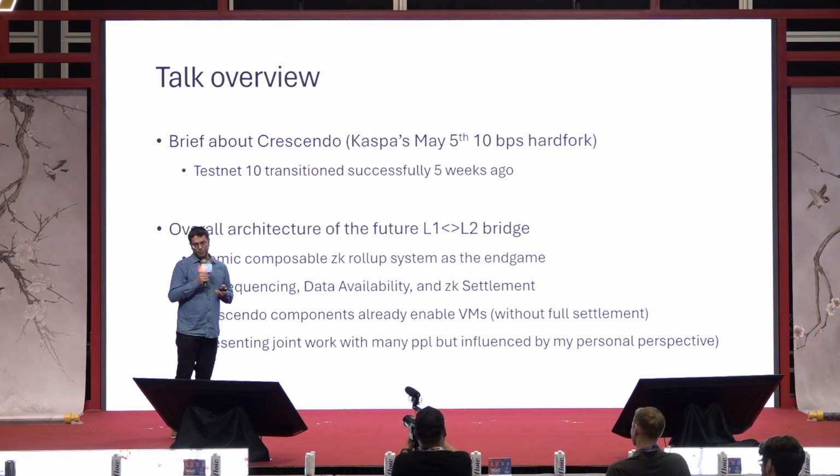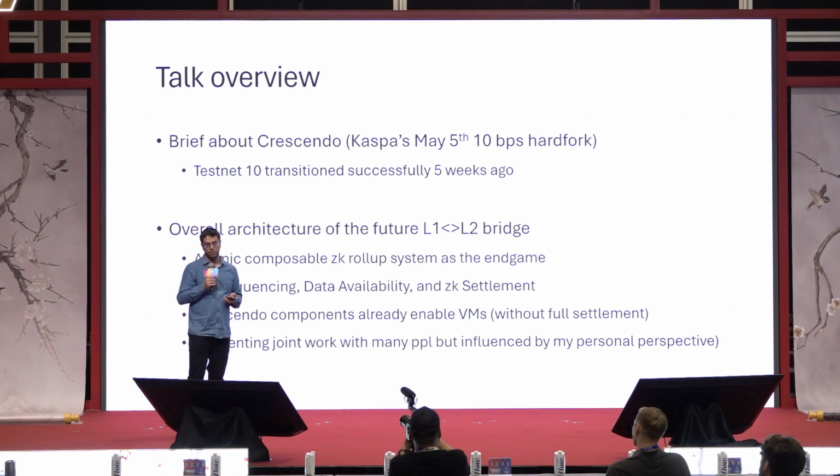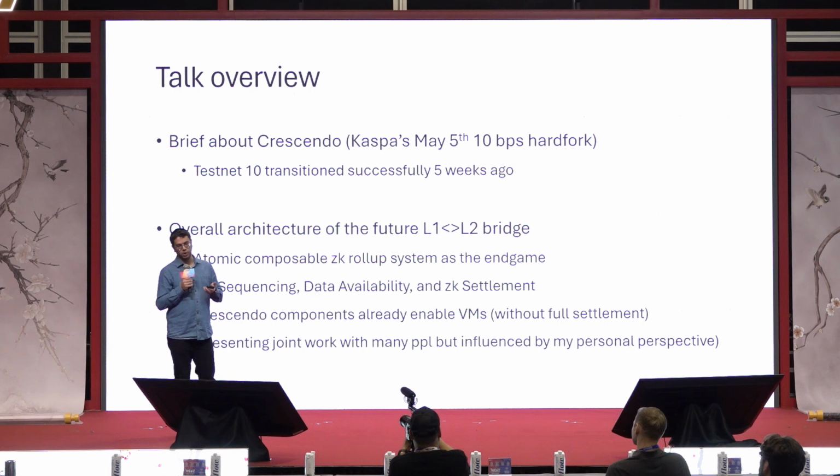So, yeah, an atomic composable ZK-based rollup system as an endgame, which we might be arguing about later. L1 provides sequencing, data availability, and settlement. The fact that L1 provides sequencing and data availability, which is what we call based, is already supported by Crescendo, in a sense, without the settlement, without the ZK validity proofs.